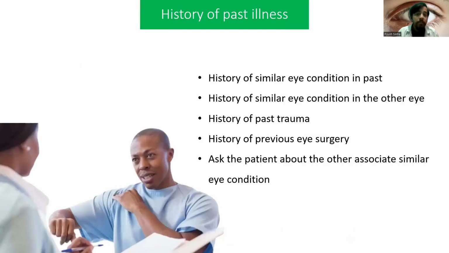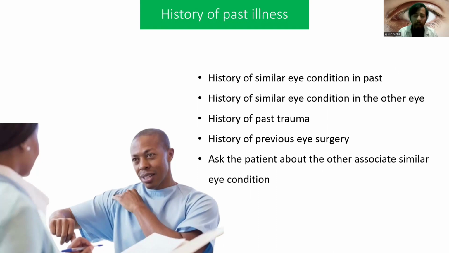Now, this is the history of past illness. Here, also ask the patient about a history of similar complaint in the past. This is important in recurrent conditions like herpes simplex keratitis, uveitis, or recurrent corneal erosion. So, history of similar complaint. Also, you need to ask about a history of similar complaint in the other eye, like in the case of uveitis or cataract.